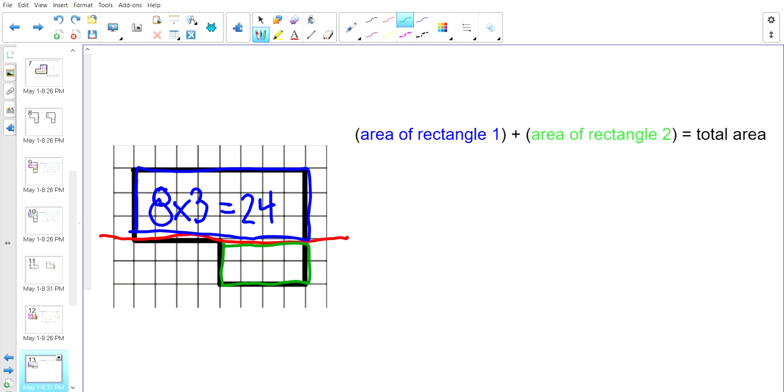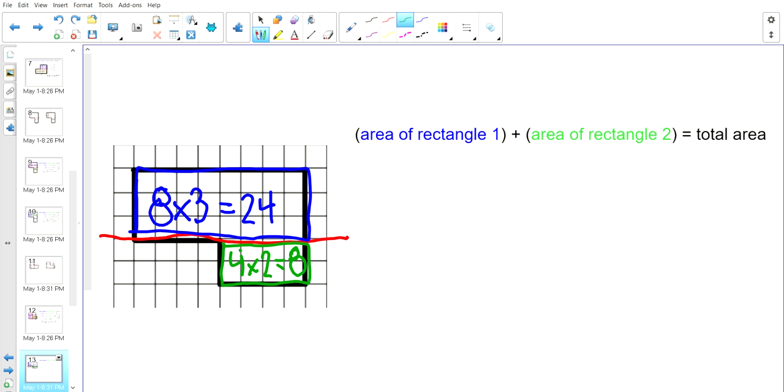Quickly count the sides of this rectangle. How wide is it? How long is it? What is the size of this rectangle? What is the total area of this rectangle? This rectangle is a 4 by 2 because it's 4 units wide and 2 units long. 4 times 2 equals 8. So the area of this rectangle is 8 square units.